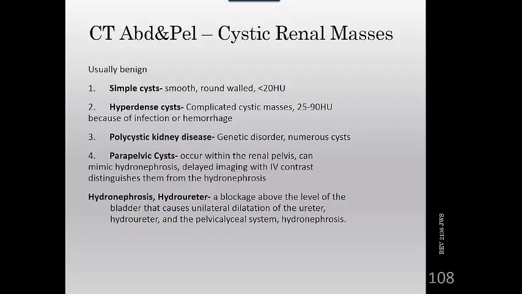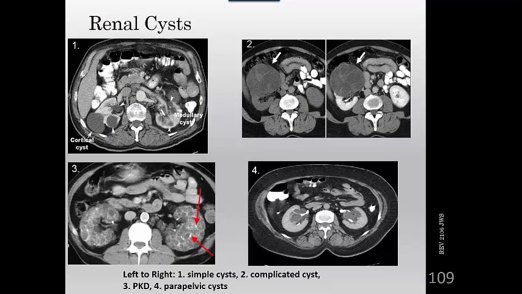Hydronephrosis or hydroureter is a blockage above the level of the bladder that causes unilateral dilatation of the ureter, hydroureter, and pelvicalyceal system. We'll talk about that in just a sec, or you'll see an image of it.